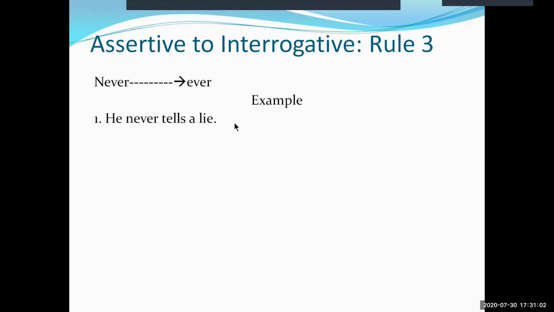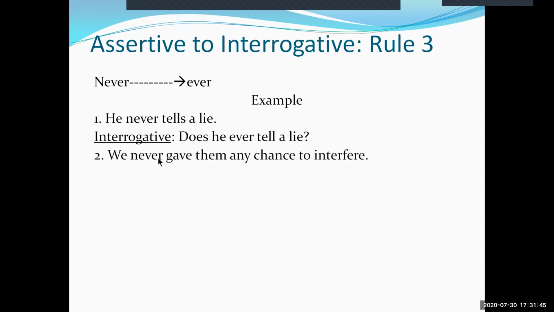So, he never tells a lie. This sentence is in present indefinite tense. To make this sentence interrogative, we need to take the auxiliary verb does and drop the negative adverb never. Instead of never, we need to use ever. So let us take that. Does, then the subject he. Does he, then ever instead of never. Does he ever tell a lie? That will be the interrogative form of example number 1.